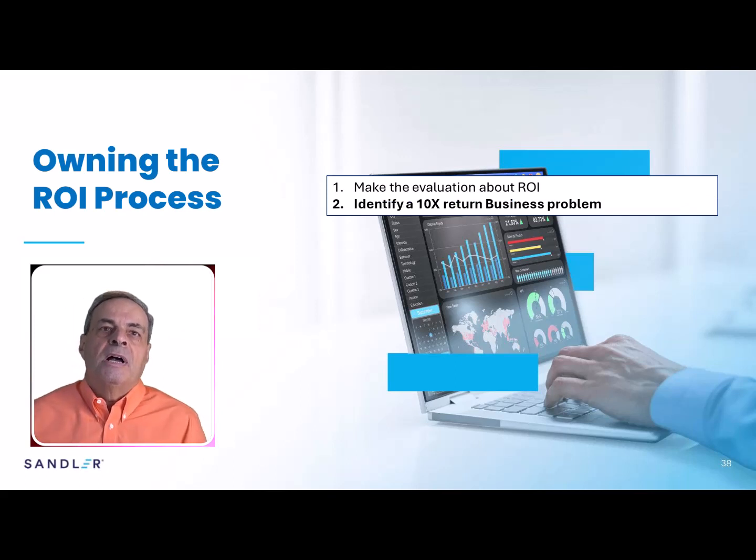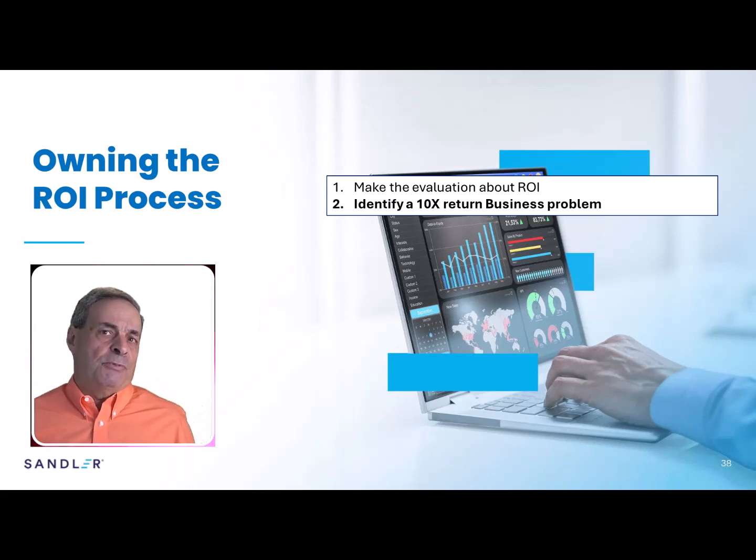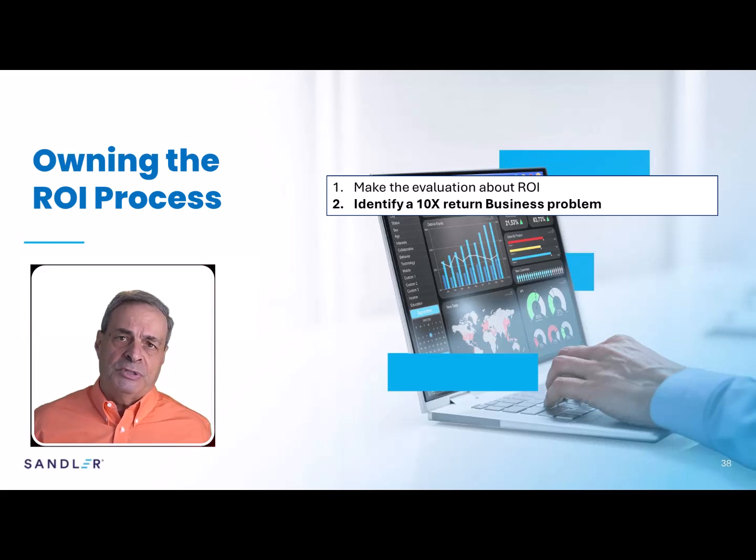Point number 2, identify a 10x return business problem. Understanding your value proposition to the prospect is all about understanding what's needed for them to acquire something. That enables you at the qualification stage to share with the prospect the realities of today, and that exploring your solution must be centered around solving a business problem for the prospect that will provide their company with at least a 10x payback.